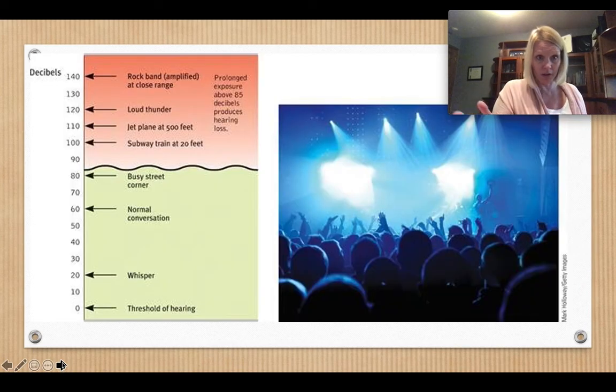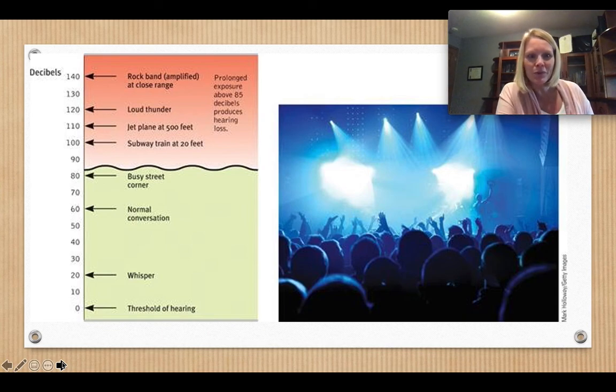But I want to talk about where we're experiencing hearing loss. We're talking in decibels here. A normal conversation, not with me, I've got a very loud voice, but a normal conversation is about 60 decibels. A busy street corner where there's diesel trucks and maybe cars honking and lots of motors running or stereos going, that's going to be at least 80 decibels. Where we start to have hearing loss is right between 80 and 90 decibels. A subway train at 20 feet away, 100. Look at how we're getting higher and higher. Prolonged exposure above 85 decibels produces hearing loss.